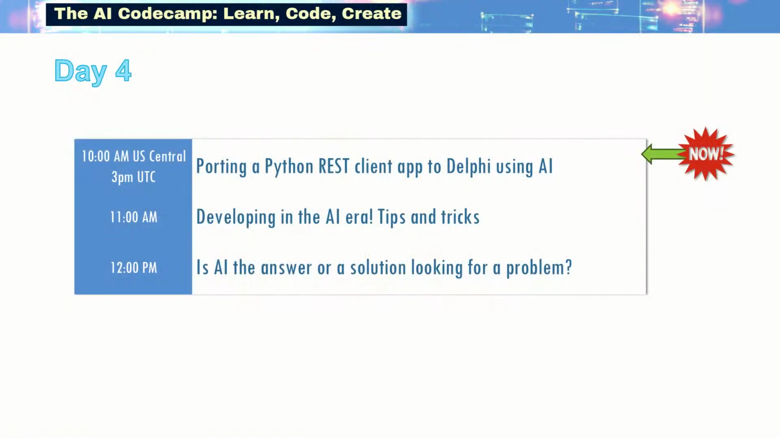So the next session that is coming up. This slide is going to be wrong, but I'm just going to put it up anyway. That was just porting a Python REST app to Delphi with Miguel, and we are now going to go on to the next section, which is developing in the AI era, tips and tricks. And this is with Diego Armani, and he'll be joining us live with Dion as well after the presentation. It's a short presentation, it's only 17 minutes long, but I'll see you after the presentation.